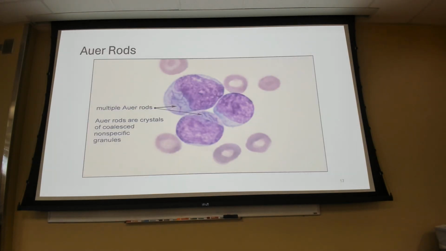All right, fair enough. And then, hey, so again, your Auer rods, that's what it looks like up close. Pathognomonic for AML.